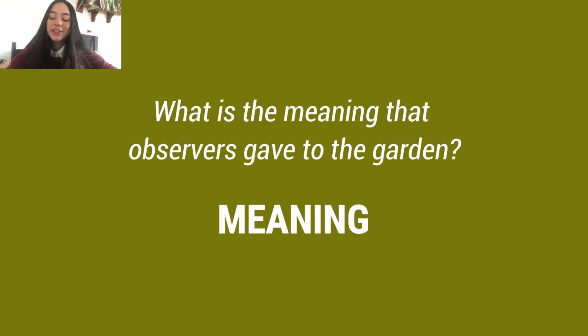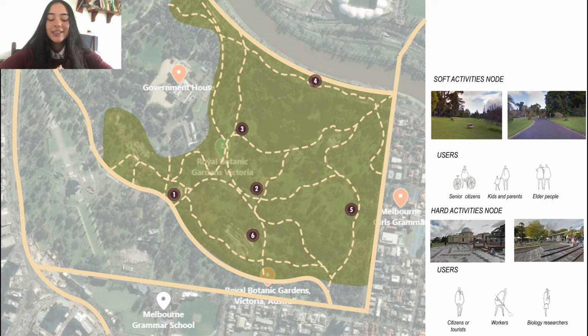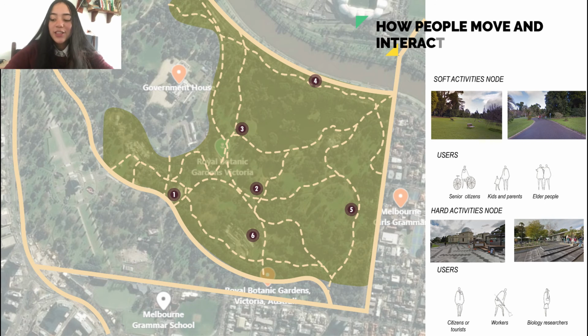So now we need to understand the meaning. What is the meaning that people gave to this garden? To understand this, we identified the paths and the nodes that are in the garden. With this identified, we found two types of nodes: soft activity nodes and hard activity nodes. These nodes have a particular kind of user. So, like I said before, these soft activity nodes are more related to the individual or to sharing with the ones you love.